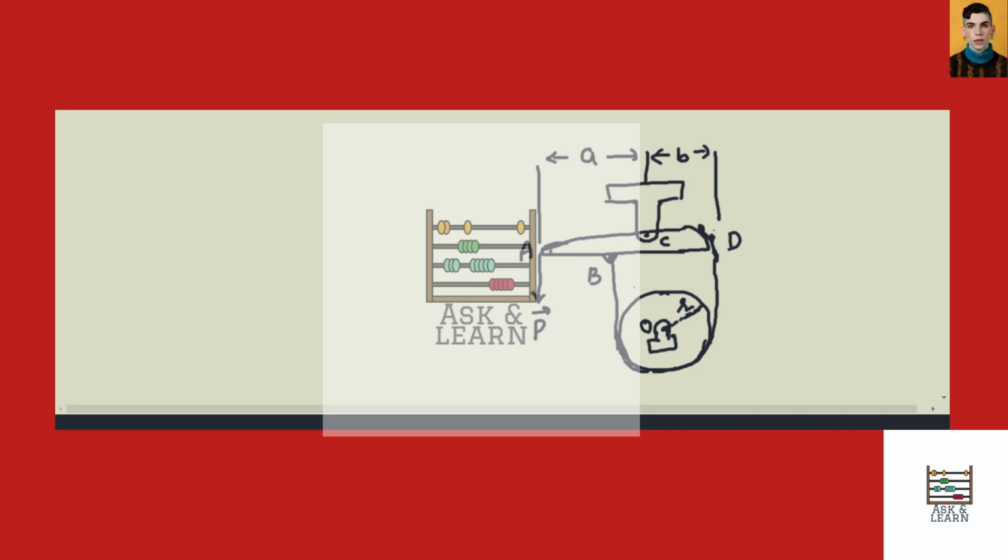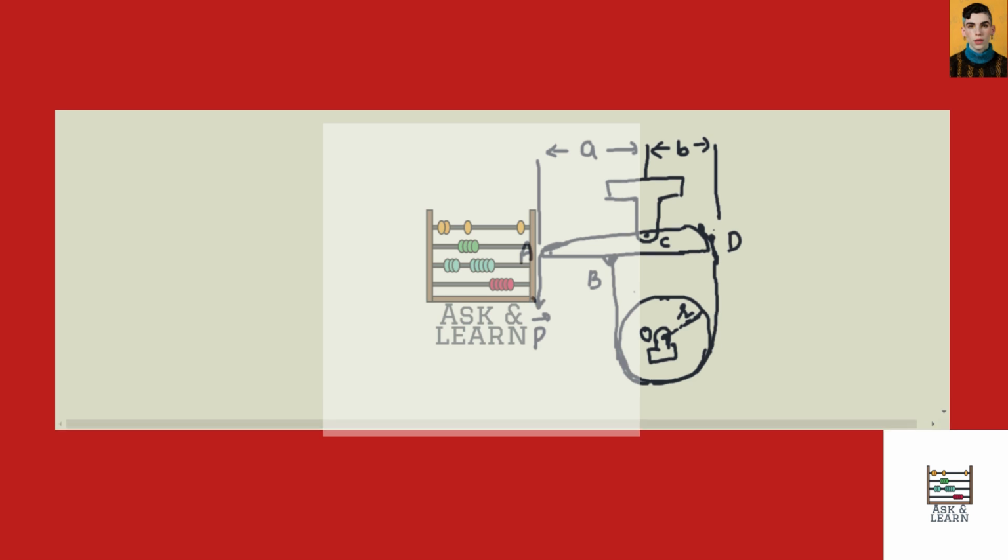Hi everyone, here it is given that a 100 millimeter radius brake drum, so the radius of the brake drum is 100 millimeter, is attached to the flywheel which is not shown in the figure. The drum and flywheel together have a mass of 300 kg and a radius of gyration of 600 millimeter. The coefficient of kinetic friction between the brake band and the drum is given as 0.3.